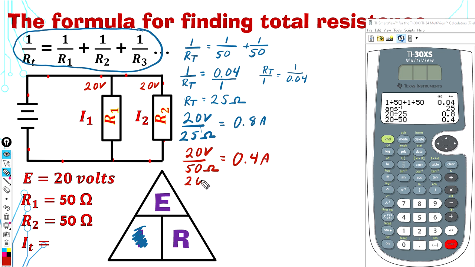Then this is the same. I'll go ahead and set it up: 20 volts over 50 ohms. I don't need to use a calculator because they're both the same. Now if I add these together, because I'm going to take the people going through this line, add them to the people going through this line to get my total. 0.4 plus 0.4 gives me 0.8 amps, which is the same that I got up there. So you can use either method, just whichever one you prefer.